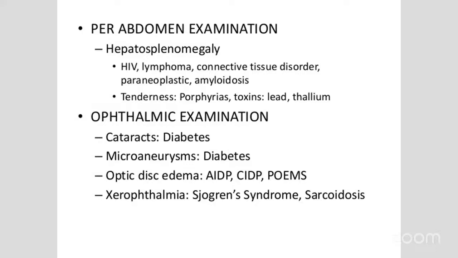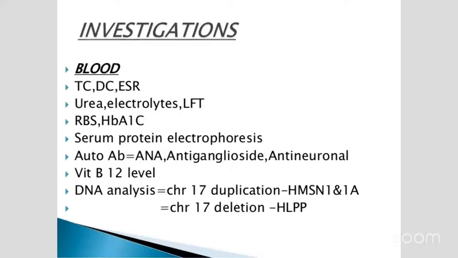Ophthalmic examination should be done, including pupillary examination, and examination for ocular telangiectasias, cataracts, microaneurysms, optic disc edema, and xerophthalmia. Sir, routine blood investigations include full CBC, ESR, CRP, renal function test, liver function test, RBS, HbA1c, and serum protein electrophoresis to look for any paraproteinemias.